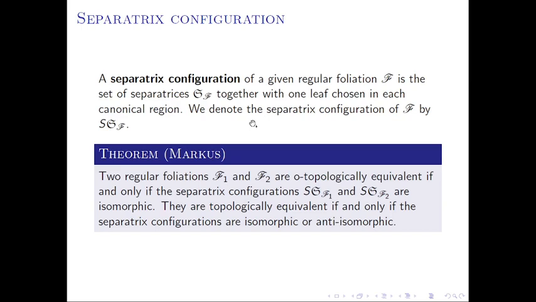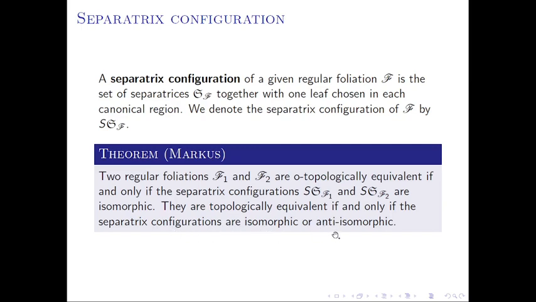A separatrix configuration of a given regular foliation F is the set of separatrices together with one leaf chosen in each canonical region. In fact, the separatrix configuration is a complete topological invariant. Two regular foliations F1 and F2 are orientation-preserving topologically equivalent if and only if their separatrix configurations are isomorphic. And they are topologically equivalent if and only if the separatrix configurations are isomorphic or antisomorphic.